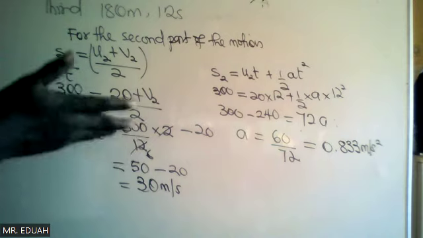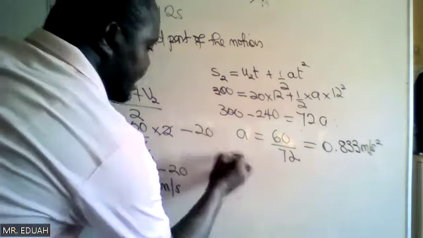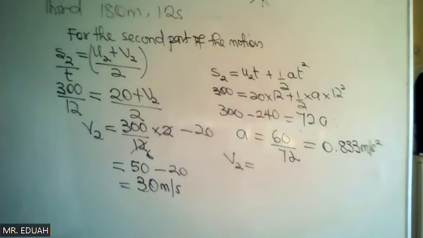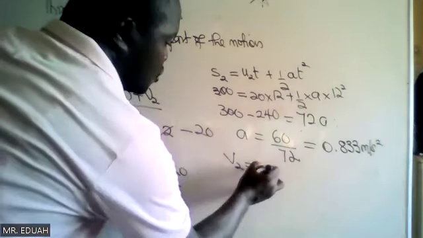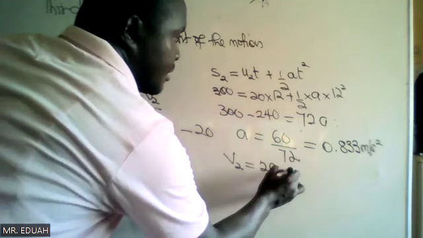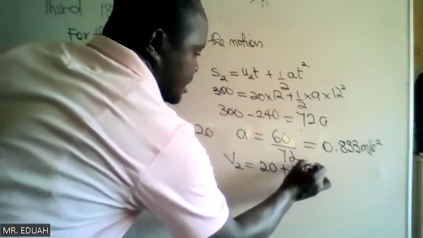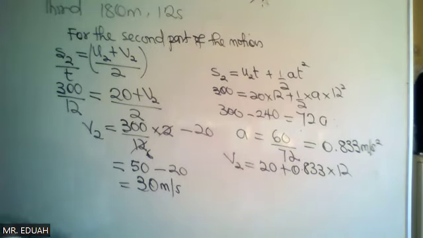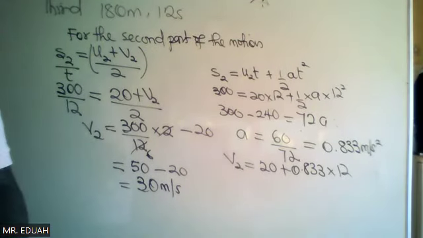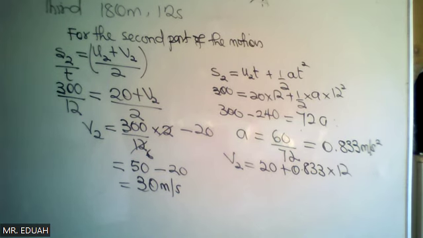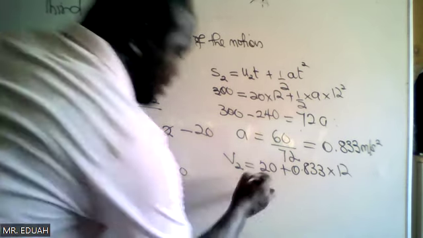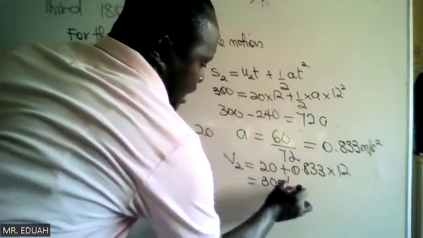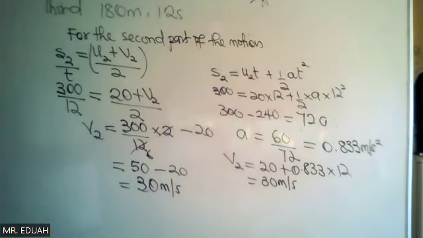Okay. So once there's the acceleration, then V2, using the first equation of motion, V2 would be 20 plus 0.833 times 12. We just want to confirm using the equation. So this times 12, which is this? So 30. We have 30. So you can just play around.